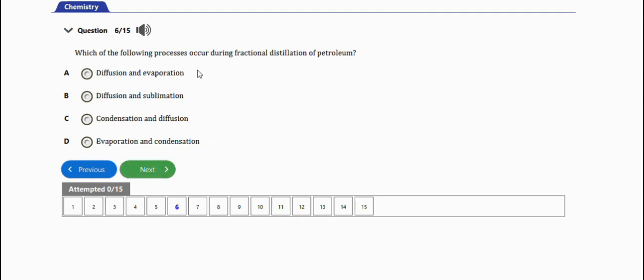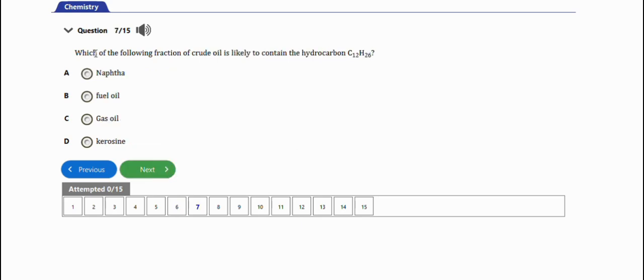It says, which of the following processes occurs during fractional distillation of petroleum? Diffusion and evaporation? No. Diffusion and sublimation? No. Condensation and diffusion? No. Evaporation and condensation? Yes. The right answer is option D. Alright, so that's it for this question. Next question will be this one.